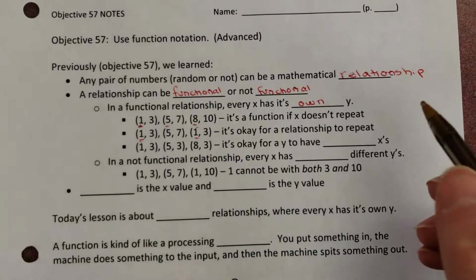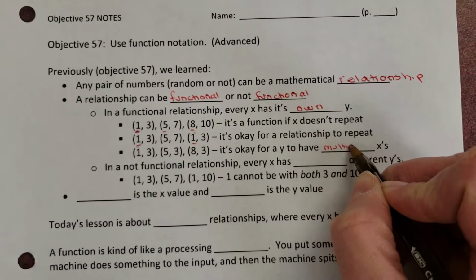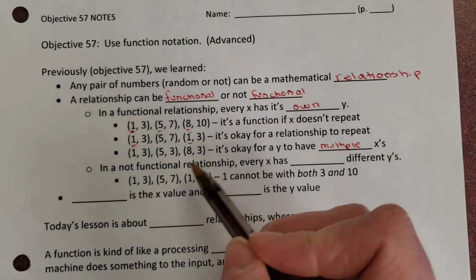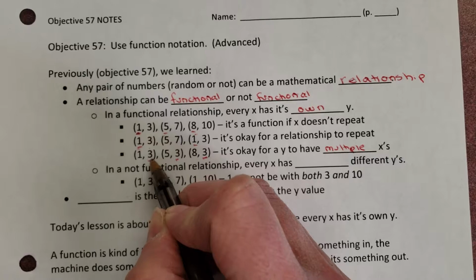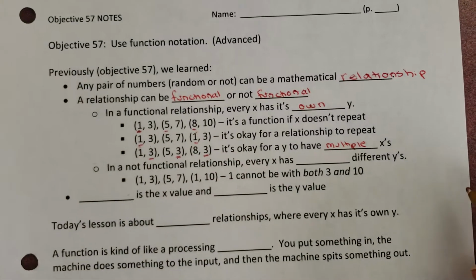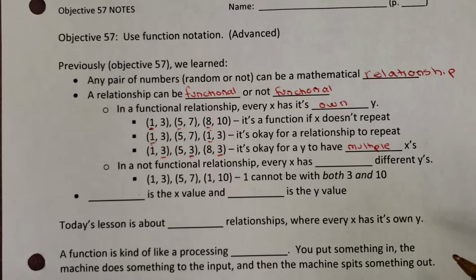And remember that it's okay for y's to have multiple x's. Working backwards, if y is 3 several times, it doesn't matter if it's with the same x or different ones, it's fine because y can have multiple x's.